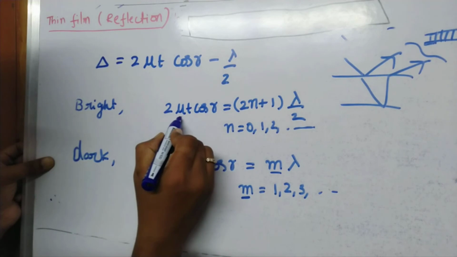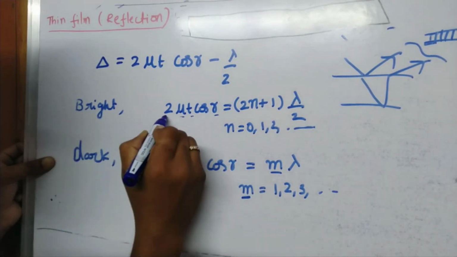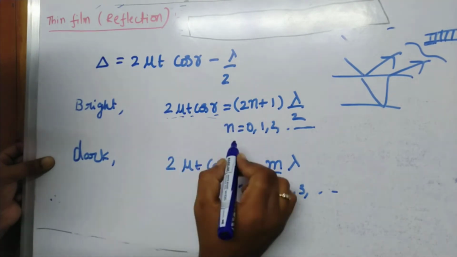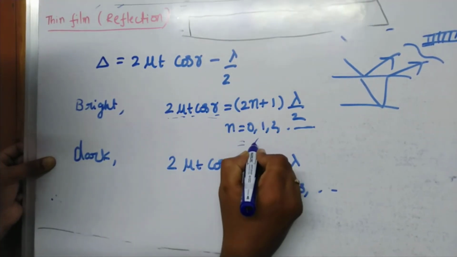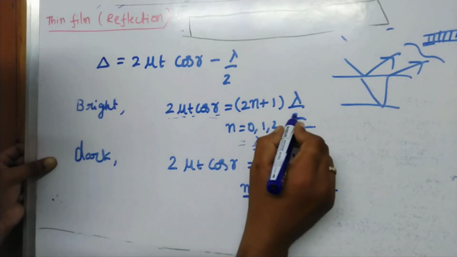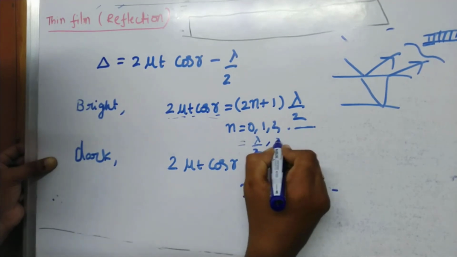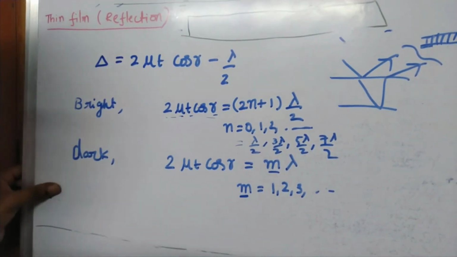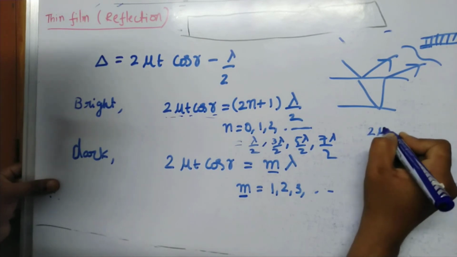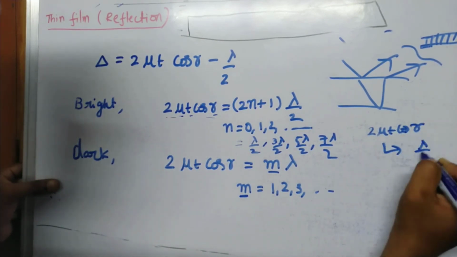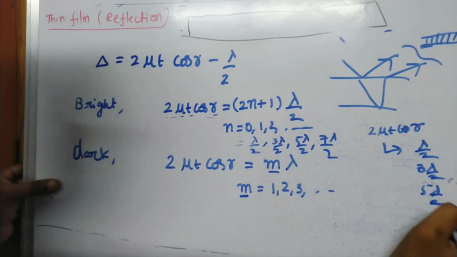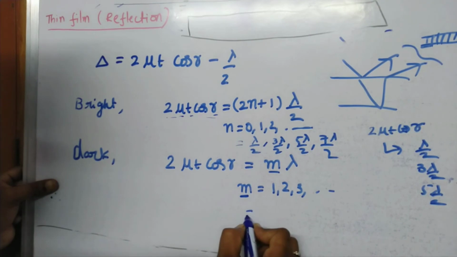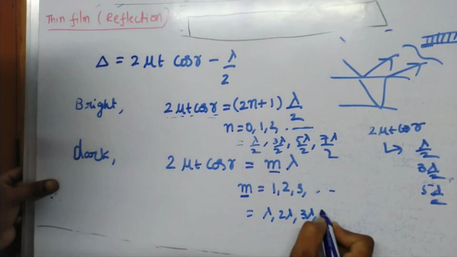Whenever you have mu value, t value and r value, you have to take the product of these things. For example, 2 mu t cos r equal to, if you take n equal to 0, then lambda by 2 will come. If n is equal to 1, that means second order, then 3 lambda by 2, 5 lambda by 2, 7 lambda by 2. That means if the path difference, 2 mu t cos r, is moving like lambda by 2, 3 lambda by 2, 5 lambda by 2, then there it is always a bright fringe. Otherwise it is lambda, 2 lambda, 3 lambda, 4 lambda, like this.